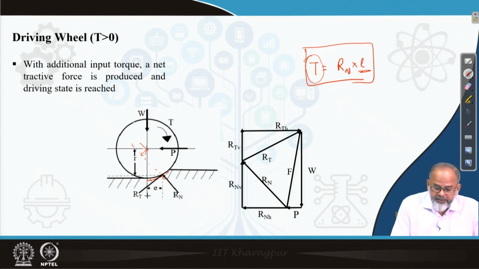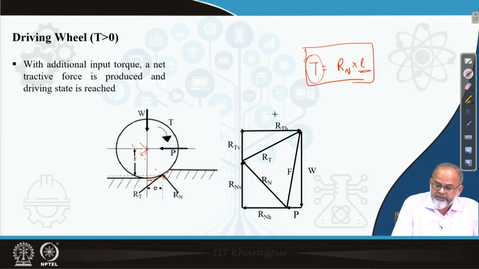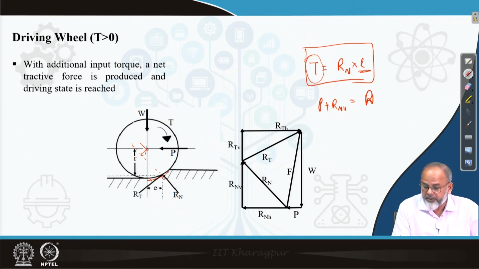Now, the resultant of Rn and Rt we have denoted as F. So F is again resolved into two components. One is the vertical component W, the other one is the horizontal component pull. So now if you look at this diagram, then simply you can write P plus RNH will be equal to RTH, and RTV plus RNV will be equal to W.